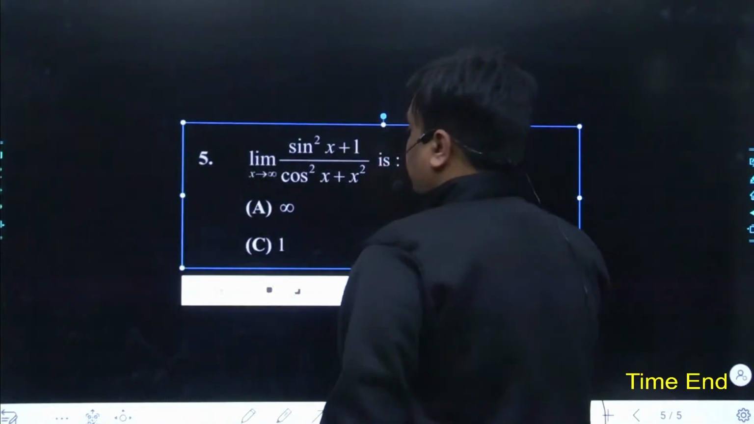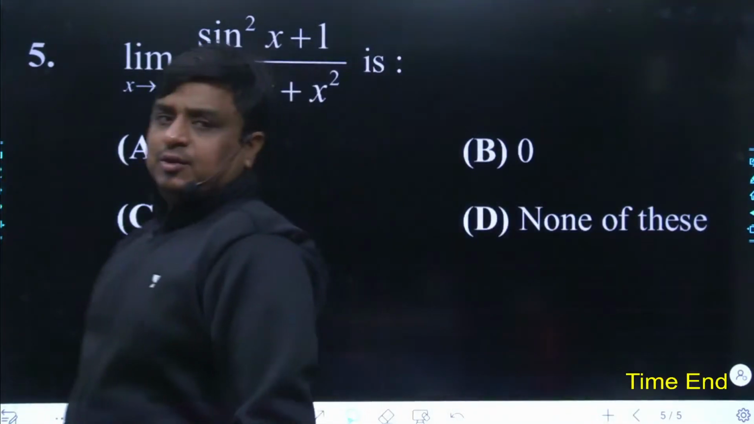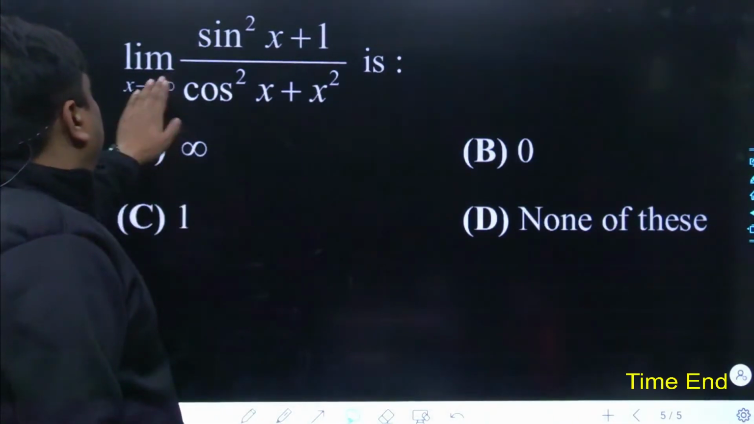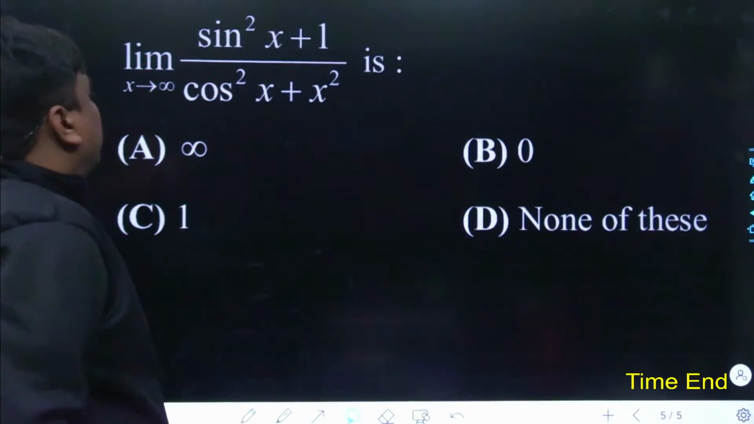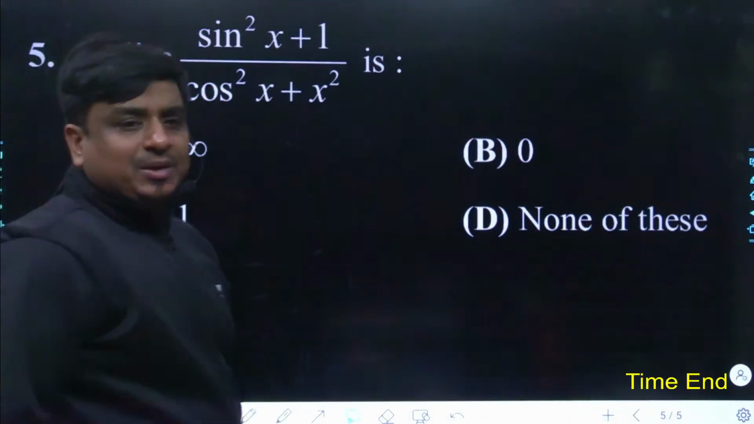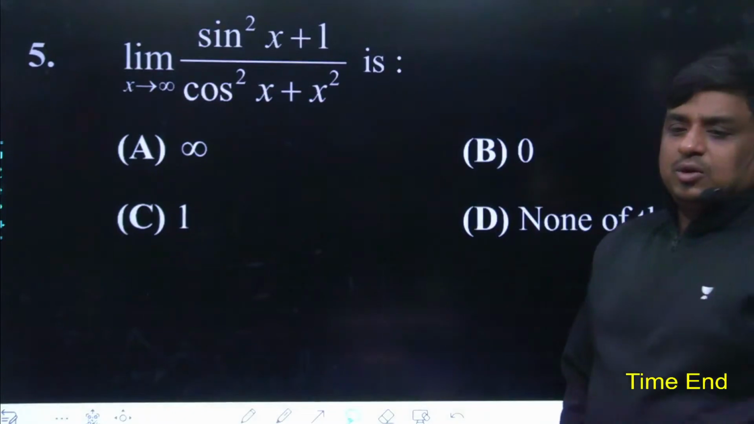Read the problem carefully and tell me what could have been the best answer. Limit x tends to infinity of sin square of x plus 1, and towards the denominator side we have cos square x plus x square. The four different options are attached along with this problem. Tell me what could have been the best answer.